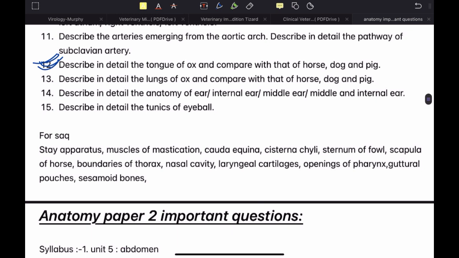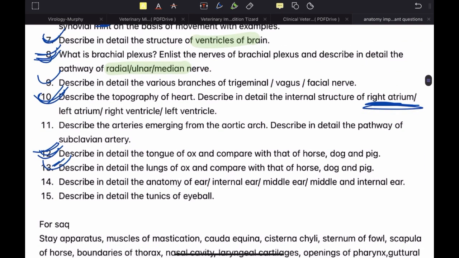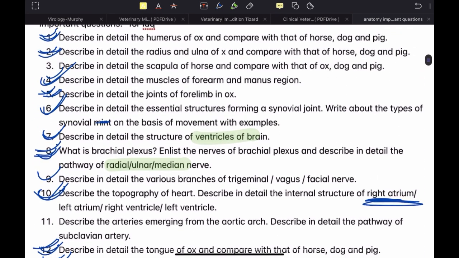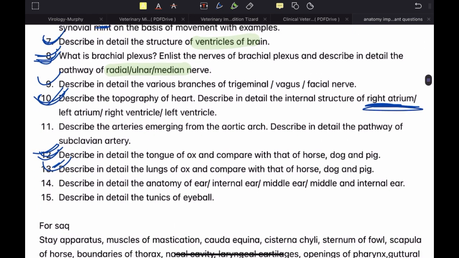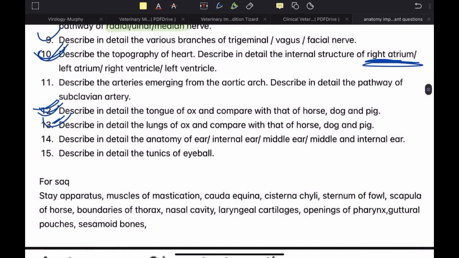Describe in detail the lungs of ox and compare with that of horse, dog, and pig. Again, I have made a video on this. So lungs, tongue, brachial plexus, ventricles of brain, and all these bones, I've already made videos on them. So if you want to check them out, then definitely check them out. I have made model answers for these questions. So if you are writing like that, you will definitely get maximum marks.